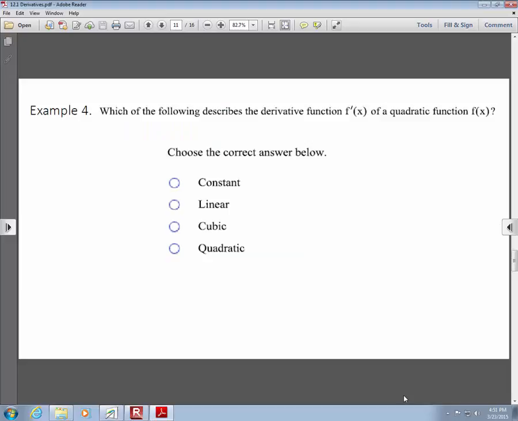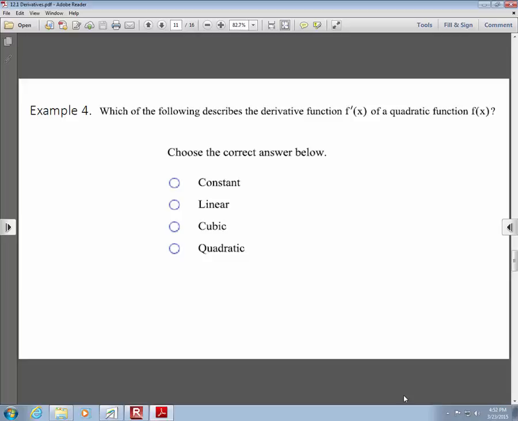Okay, so here's some type of problems you'll see on my math lab. It says, which of the following describes the derivative f prime of x of a quadratic function? Well, what is a quadratic function? The simplest quadratic function is x squared. Any x to the squared is a quadratic. Any equation that has an x squared in it, and where x squared is the highest power, is a quadratic function. So if I were to take the derivative of that, what's the derivative of a quadratic function?